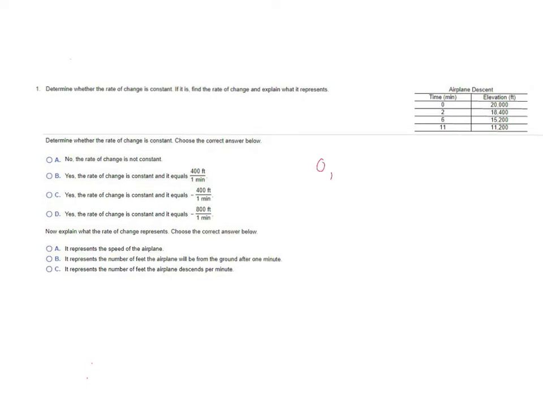I'm going to take that table of values and look at an ordered pair. So my x value is time in minutes. My y value is elevation in feet. So my first point I'm taking from the chart is x value 0, y value 20,000. And then my other ordered pair, my x value is 2, my y value is 18,400. And so I'm going to use my slope formula, which is the change in y over the change in x. This being my x1, y1, this being my x2, y2.